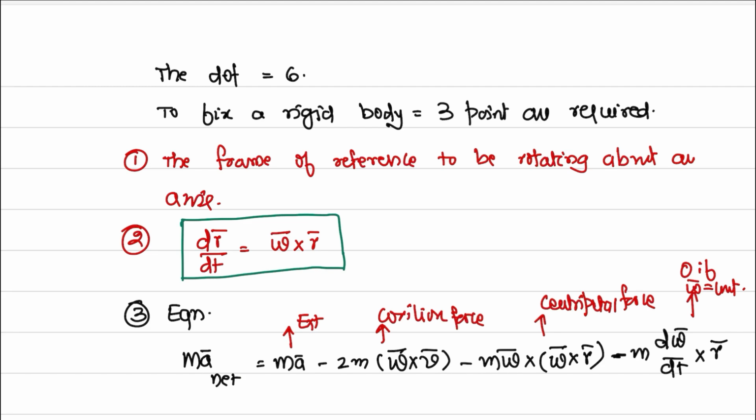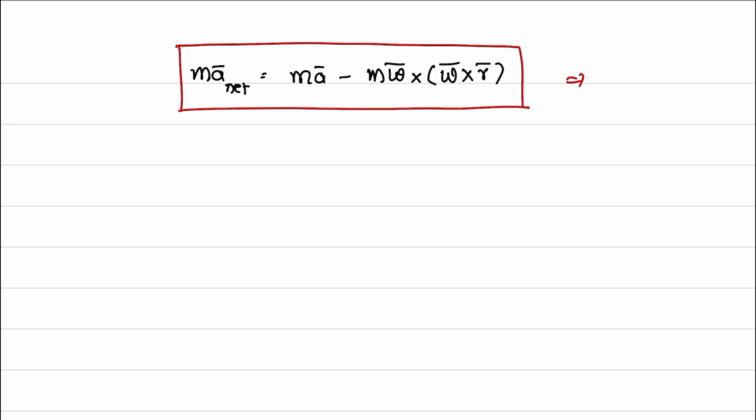With this equation of motion, sometimes in our questions, Coriolis effect is neglected. If Coriolis effect is neglected, MA net is equal to MA external minus m omega cross omega cross r. This is a very important equation of motion. On the basis of this, almost all the questions in rigid body motion will come, and you should understand each and every aspect of this particular equation. What is m, what is a, what is MA net, these things we have to understand.